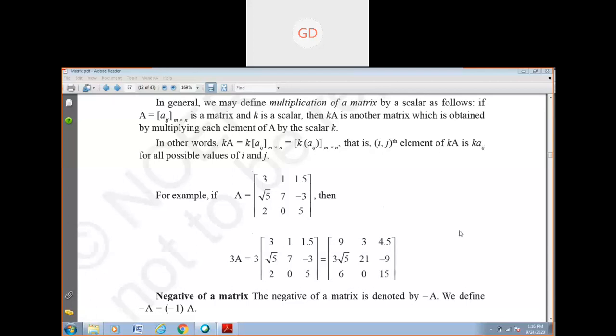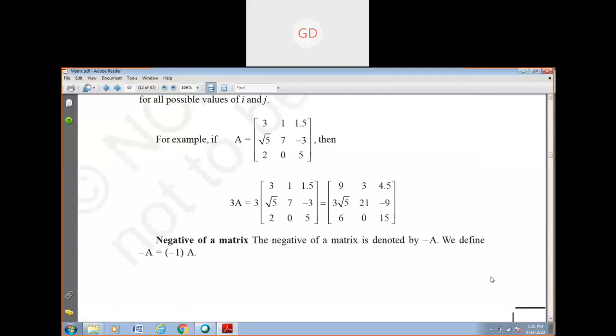The negative of a matrix is nothing, just when you multiply a matrix by -1. Here it is scalar multiplication. -1 into A is also a scalar multiplication. The scalar is here -1, and the matrix is here A. So the negative of a matrix notationally is simply minus A, that is the negative of the matrix A. And how can we get the negative of a matrix?